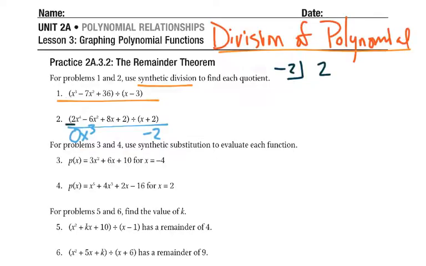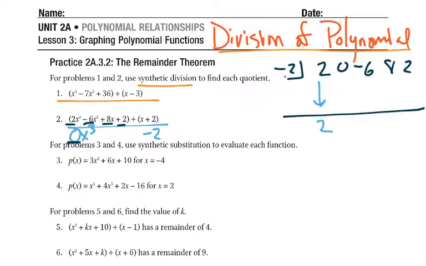My first one is 2, then I have to include the x cubed, so that's 0, then negative 6, then positive 8, then 2. Draw my line, and then I start my work. Bring the 2 down. Negative 2 times 2 gives me a negative 4. Add that. 0 plus negative 4 is negative 4. Then multiply negative 4 and negative 2. Give me a positive 8.